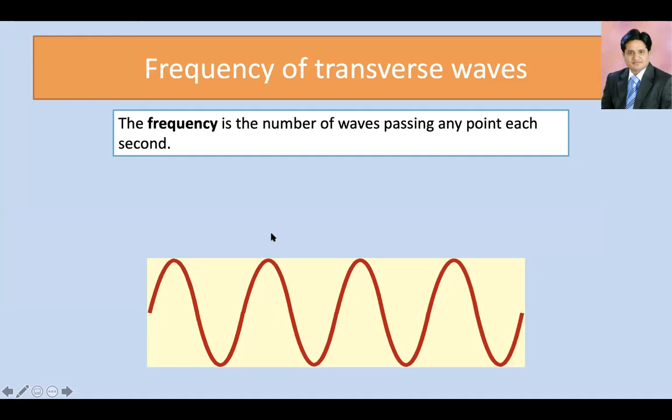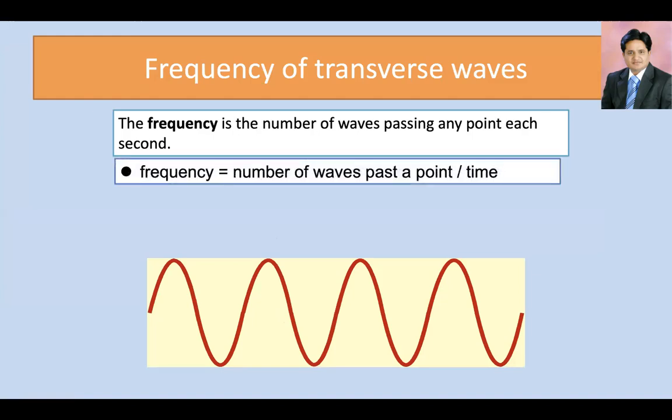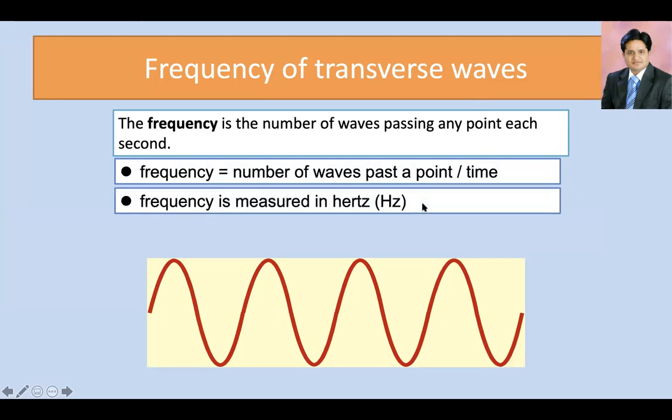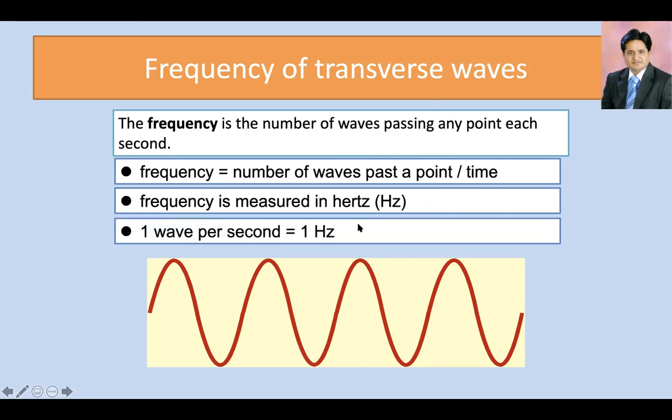Now we need to talk about frequency. What is frequency? Frequency means the number of vibrations per second, or the number of waves passing through a point per second. So the number of waves that pass through a point per second, that is frequency, and it is measured in hertz, represented by Hz. So one wave per second is 1 hertz.